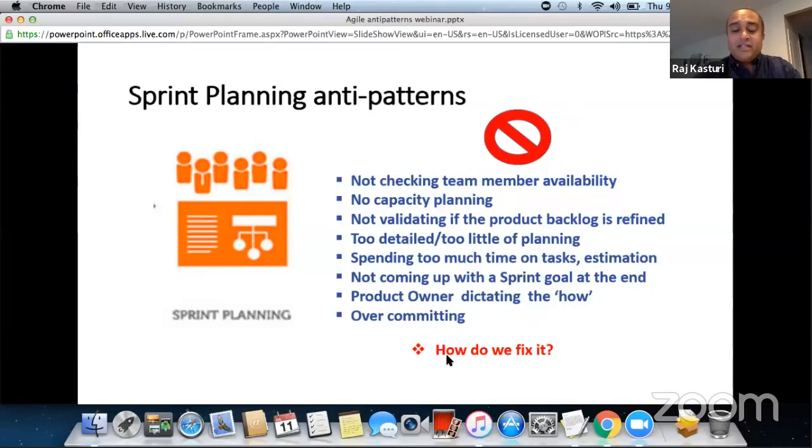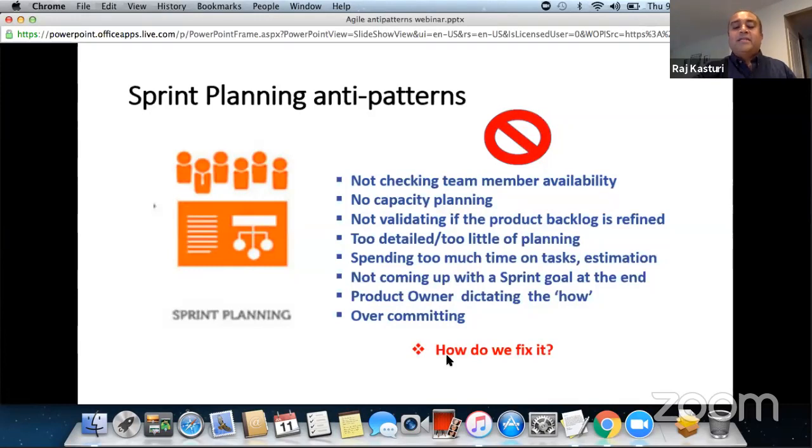Crafting that sprint goal is absolutely essential for the team. A lot of times what happens is product owners may dictate, or say, this is how I want you to build the product. Under the rules of Scrum, obviously you want to make sure that the development team is empowered to make their decisions about how, right?